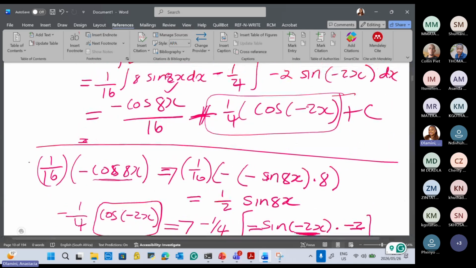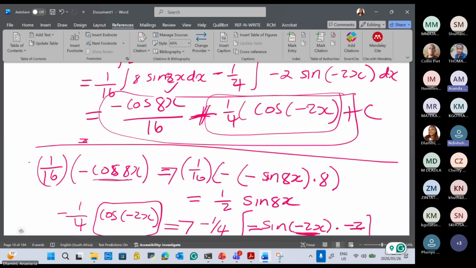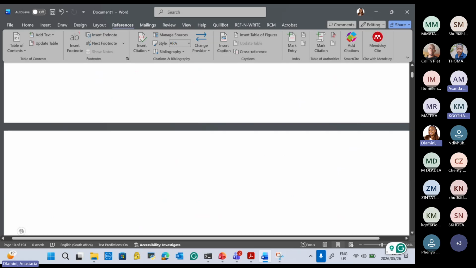Always, guys, try to differentiate this and see if you go back to your original. Does it make sense? Yes, ma'am, it makes sense.